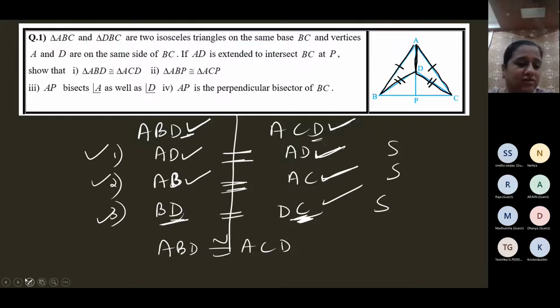Now let me mark the angles. Tanishka, I'm marking these angles: 1, 2, 3, 4, 5, and 6. I'm marking the three angles of triangle ABD and the three angles of triangle ACD. Now that ABD is congruent to ACD, tell me the corresponding angles which are equal. Quick.